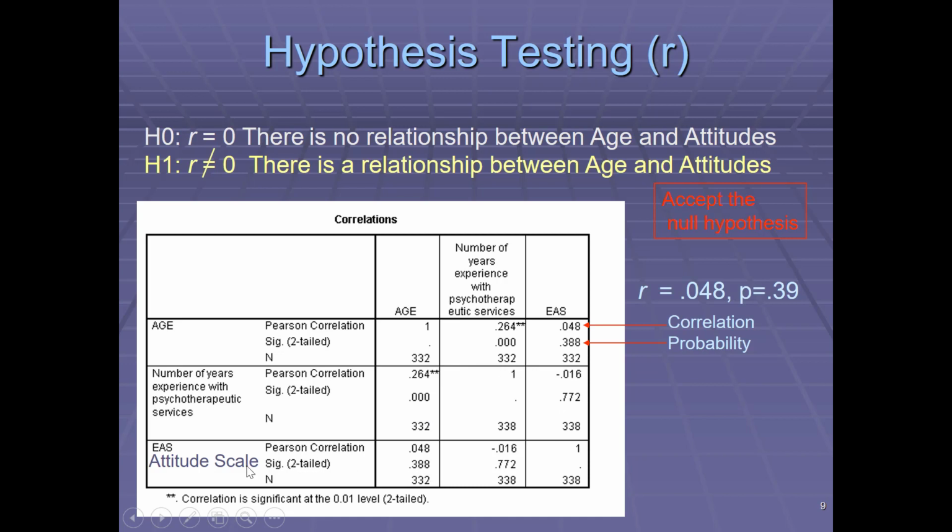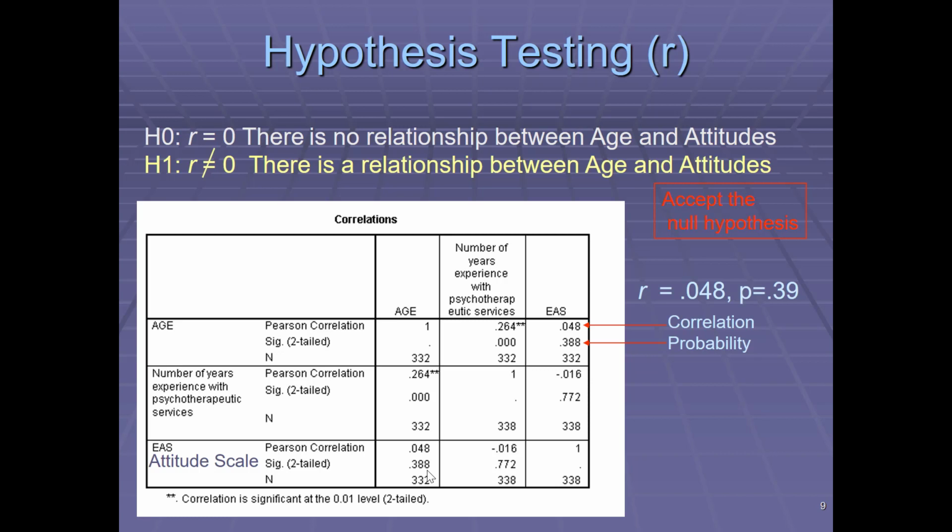Okay, so right here where it says significance, that's your p-value. So our significance, two-tailed, is right here. Our correlation is 0.48 and our significance is 0.39. And remember, if our p-value is less than or equal to 0.05, then it would be significant. But since our p-value is greater than 0.05, that means that we don't have significance.